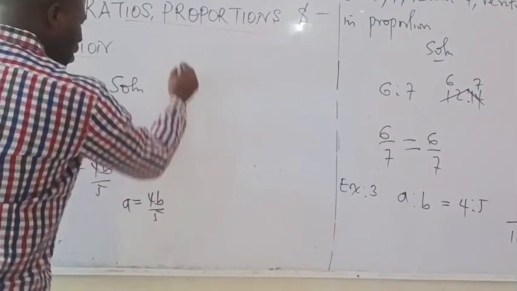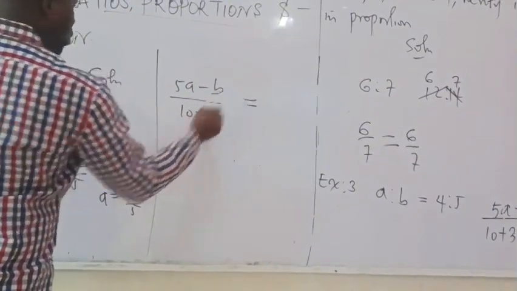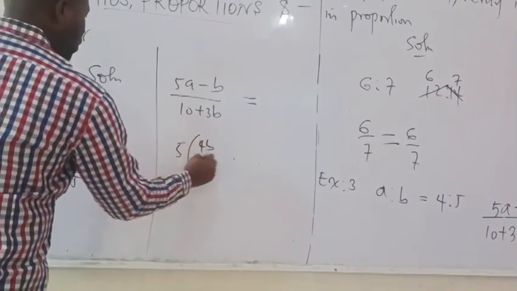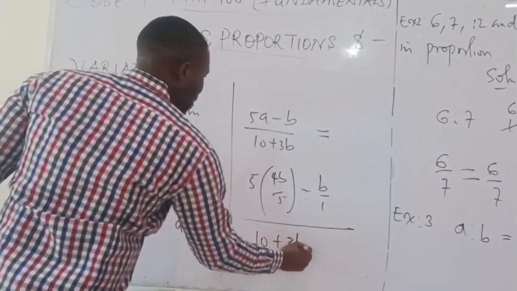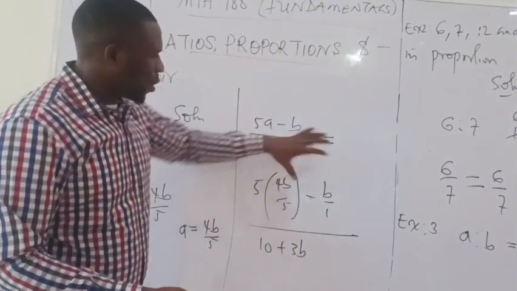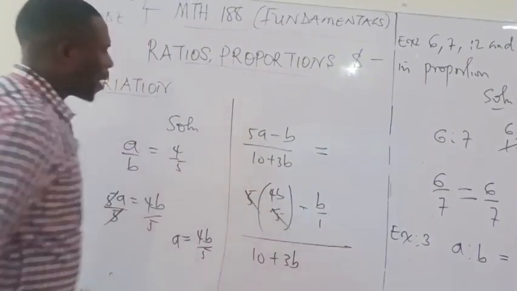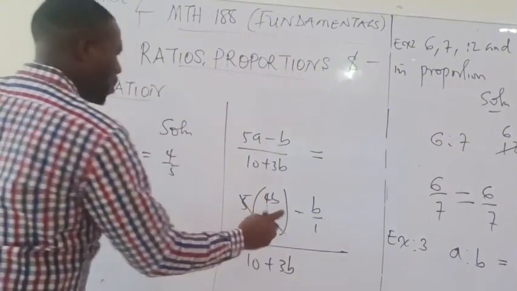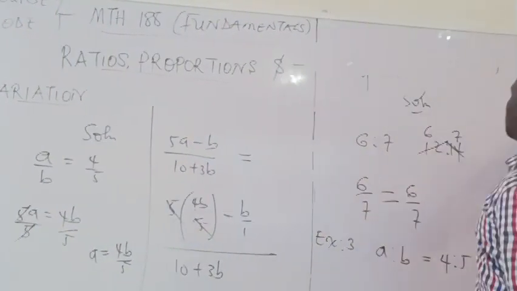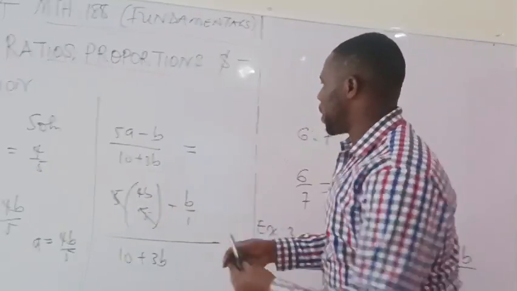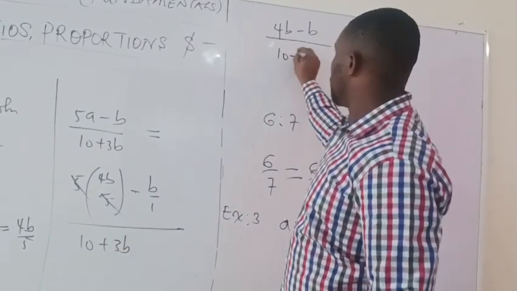And of course, I could stick in 4B over 5 for A in that expression we have there. So we have 5A minus B over 10 plus 3B. This becomes 5 into brackets 4B over 5 minus B over 1, all divided by 10 plus 3B. Now you can see all of these terms, both at the top and at the bottom, are in terms of B. And of course, I could delete the 5. Then I'm left with 4B minus B, which becomes 3B, over 10 plus 3B.